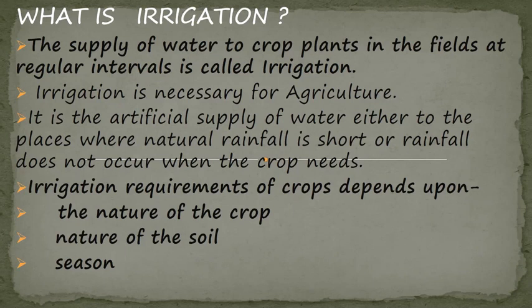The second point on which the irrigation requirement depends is the nature of the soil. Soils which are loamy require less water as they have good water holding capacity. But sandy soils have low water retention capacity and thus require more water. The third point is season. In seasons like summer, frequency of irrigation is higher due to increased rate of evaporation from the soil as well as from the leaves.